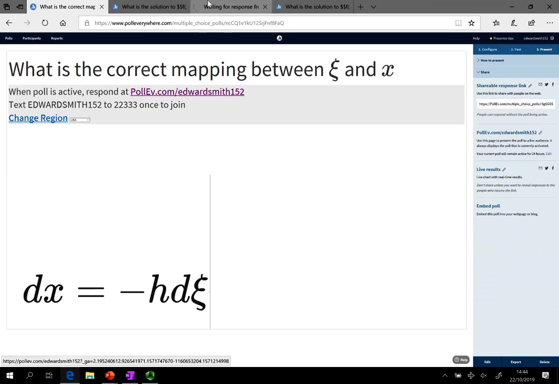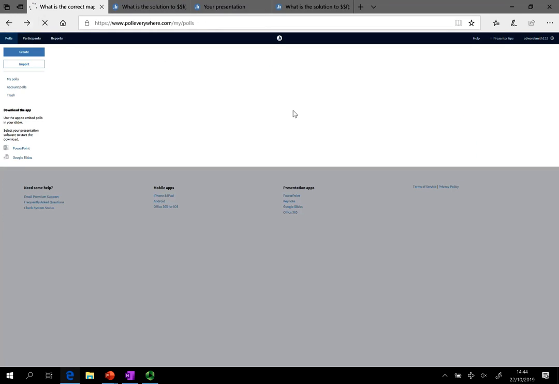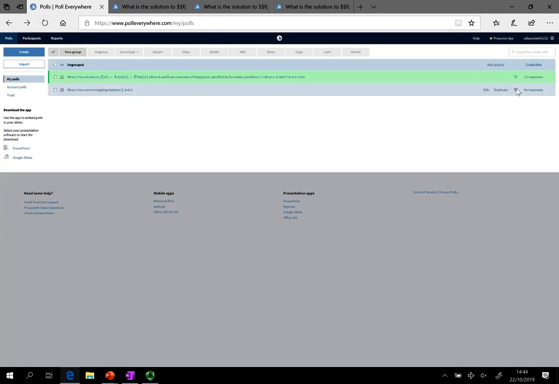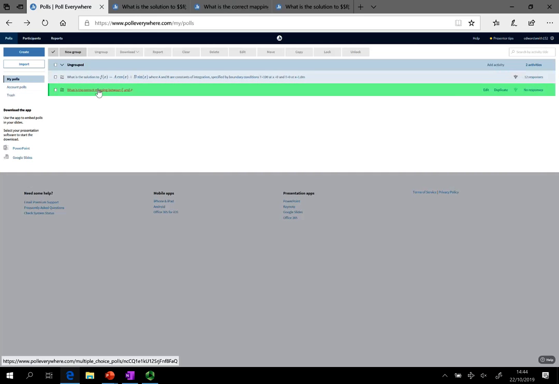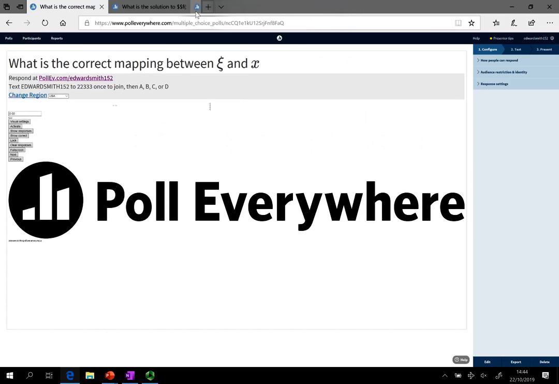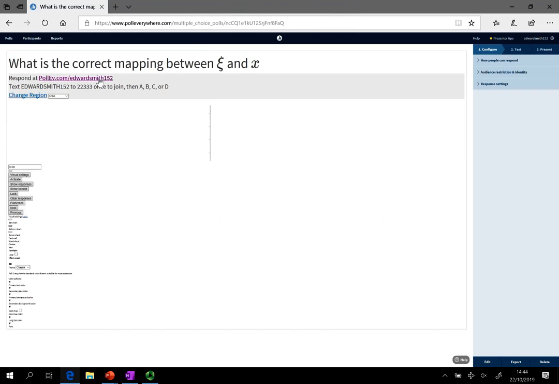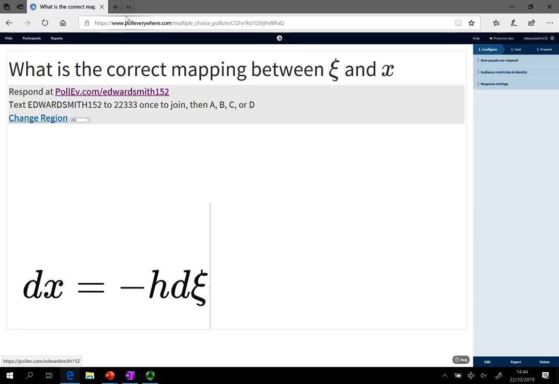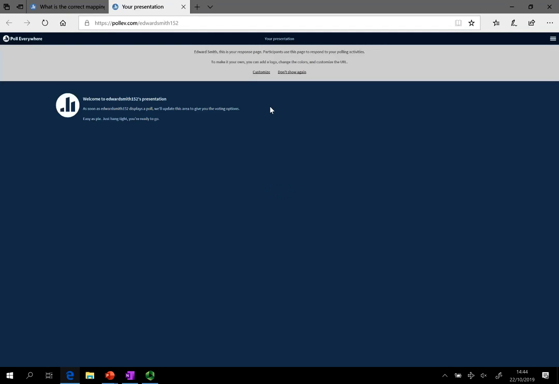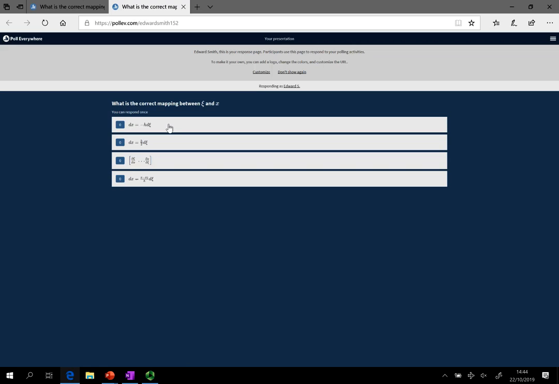Share. Oh, one second, I think I have to activate that. So I deactivate that one and activate this one. Now I think you go to the same link and it should be that poll. Let's have a look. Yeah, I think it's the same link again. Hopefully now that poll should be... Yes, perfect. So you can see you basically have to answer what you think the correct mapping is.